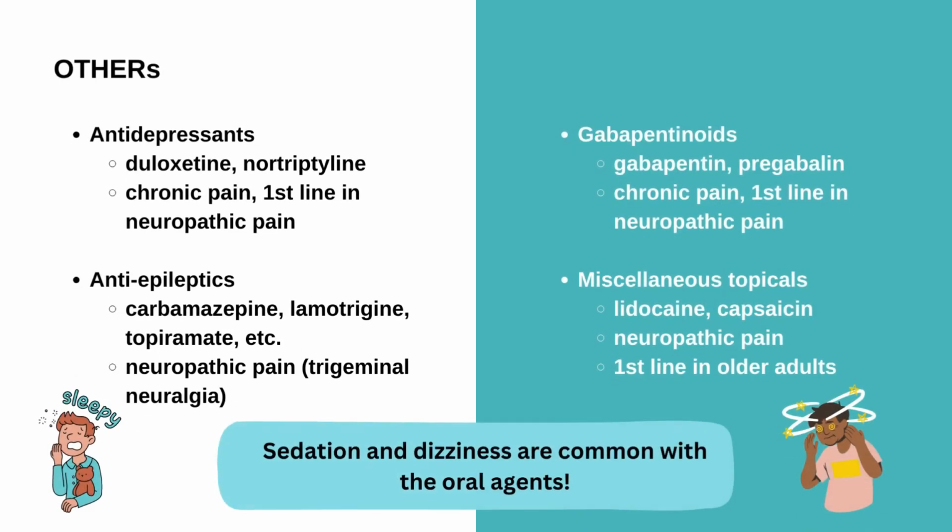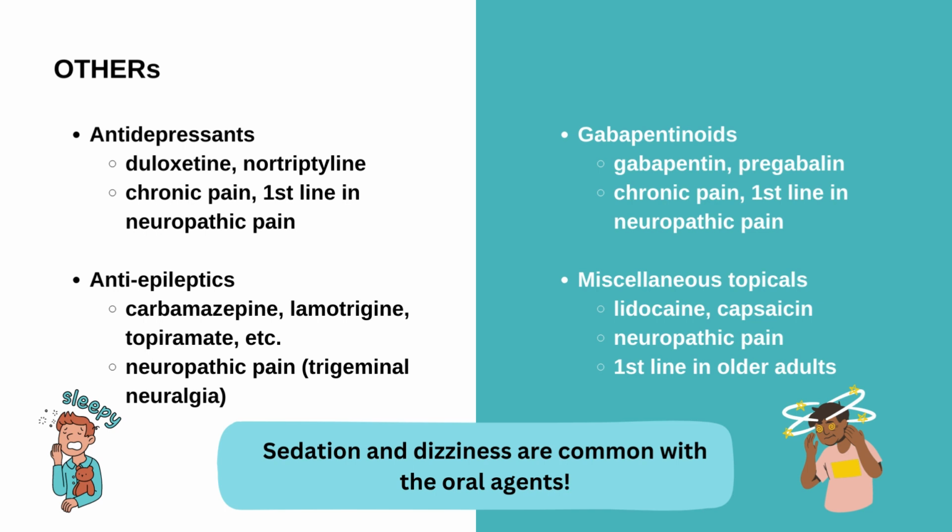There are many other kinds of pain medications that we use today. Firstly, we have antidepressants, specifically duloxetine or nortriptyline, which have been shown to be quite beneficial in chronic pain management. Additionally, some antidepressants are also first line in the treatment of neuropathic pain. Next, we have the gabapentinoids, specifically gabapentin and pregabalin, which also have been shown to be quite beneficial for the treatment of chronic pain and are also first-line options for the treatment of various types of neuropathic pain.